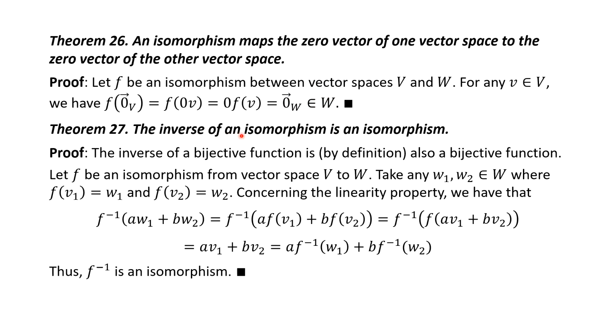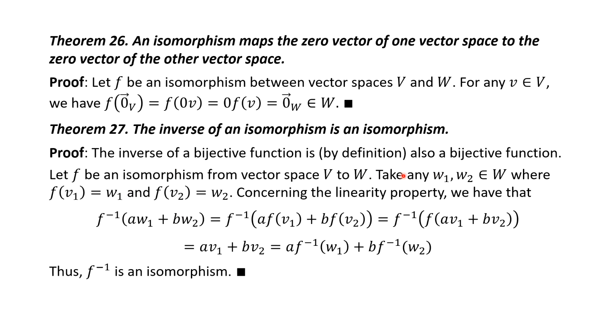The second theorem is that the inverse of an isomorphism is also an isomorphism. We have from basic function theory that the inverse of a bijective function is also bijective, so we have that. But what we want to show also is the linearity property. So we want to show that F inverse of a w sub 1 plus b w sub 2 equals a times F inverse of w sub 1 plus b times F inverse of w sub 2. And that's fairly easy to show.